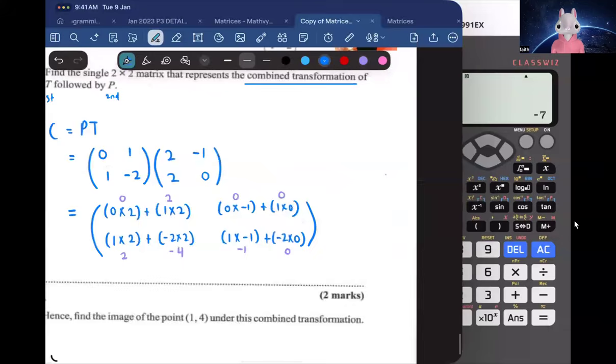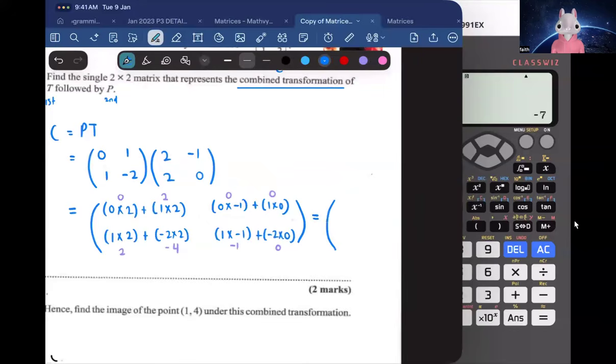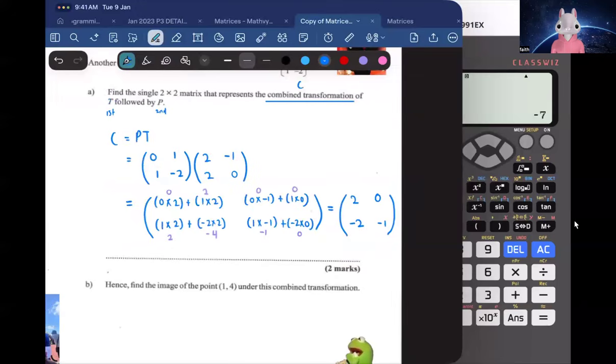So what will we end up with? 2, negative 2 underneath, 0 and negative 1. Awesome. So that's the combined transformation: 2, 0, minus 2, minus 1. Again, it's the second transformation by the first. Anytime it's a combined transformation, second by first.